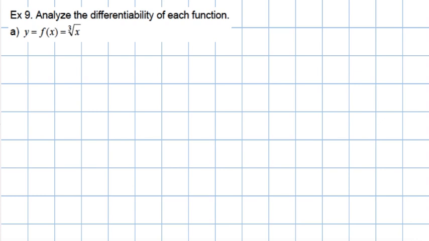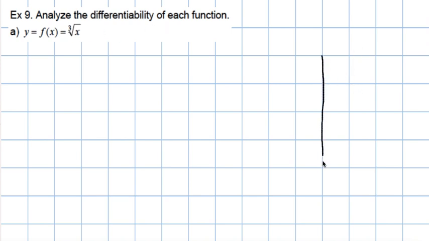Example number 9. Analyze the differentiability of each function. We're going to start with y equals the cube root of x. If it's helpful, you can sketch a little diagram of what the function is going to look like. You could either sketch it by hand if you know how, or you can use Desmos to refer to what the graph looks like.